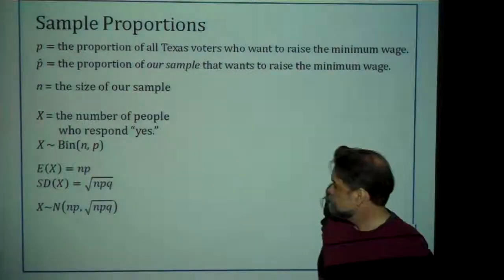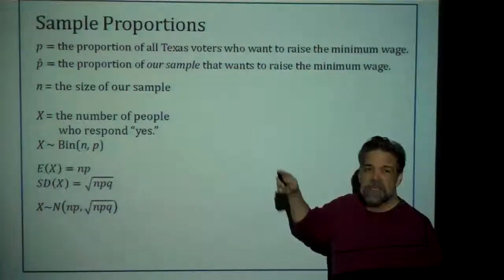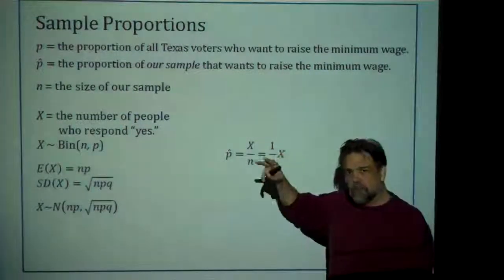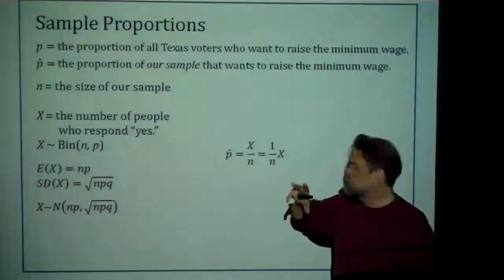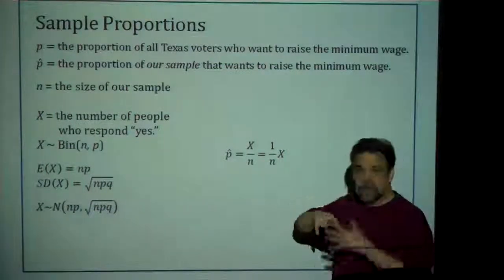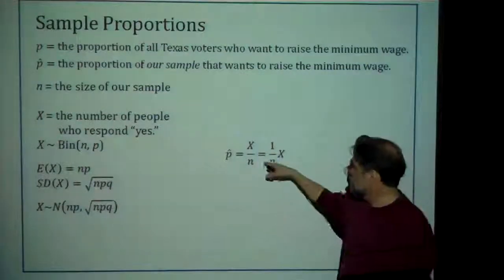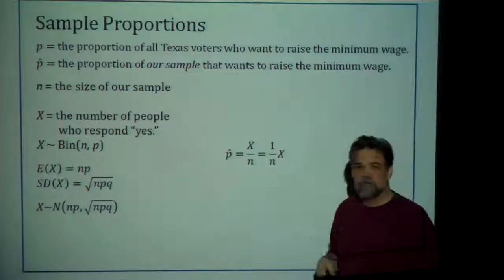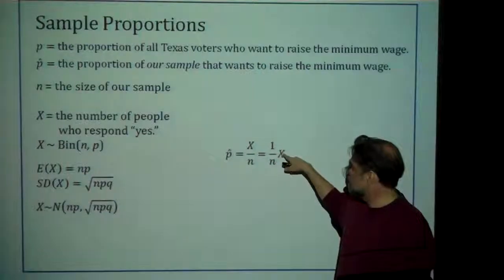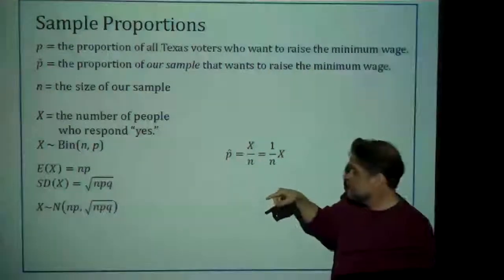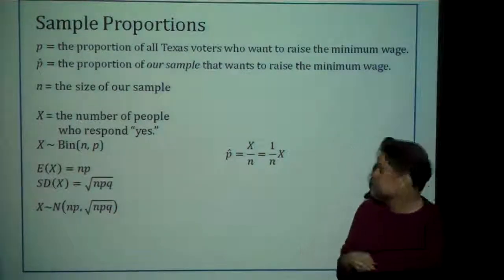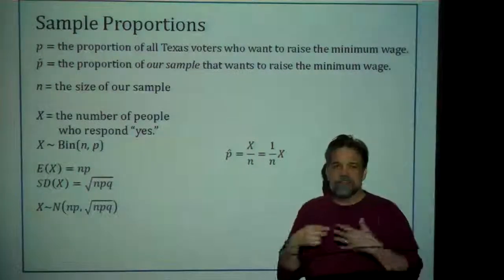Okay? Now let's look at what p hat is. P hat is the proportion of our sample that wants to raise the minimum wage, meaning it's the number of successes, the number of yeses, divided by the number in our sample itself, x over n, which can also be described as 1 over n times x. Now, if you remember, if I take a constant times a random variable, that gets me another random variable. Not only that, if this random variable is normally distributed, that means this random variable is also going to be normally distributed.